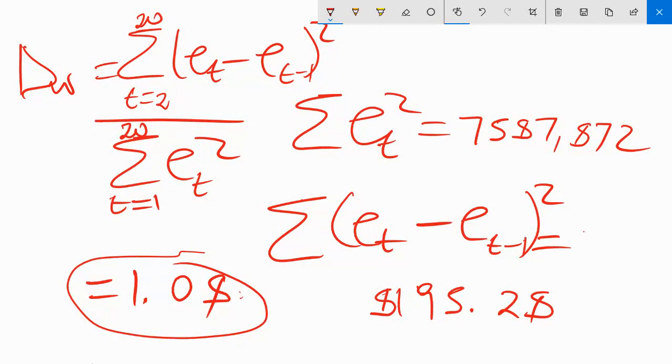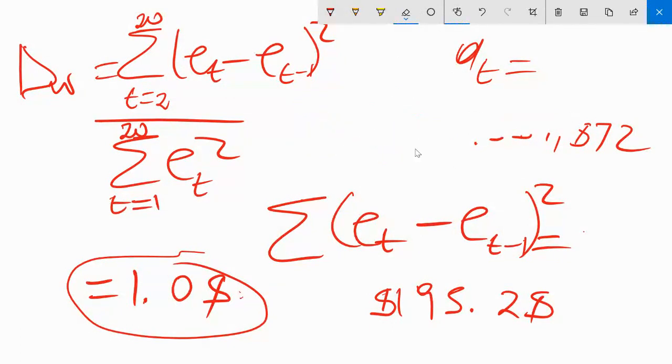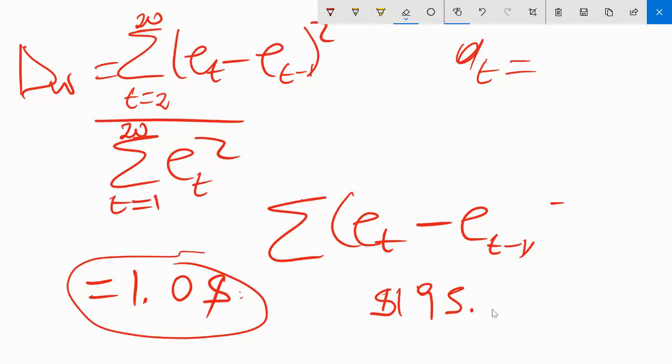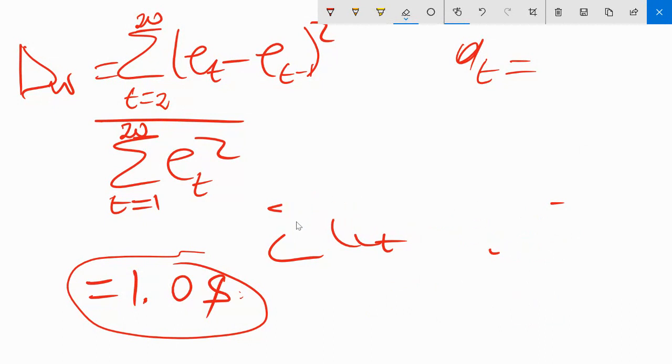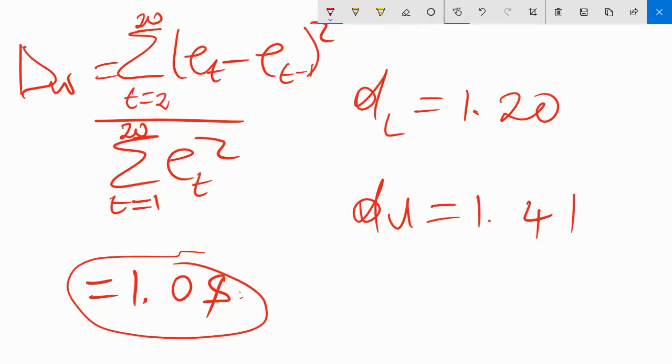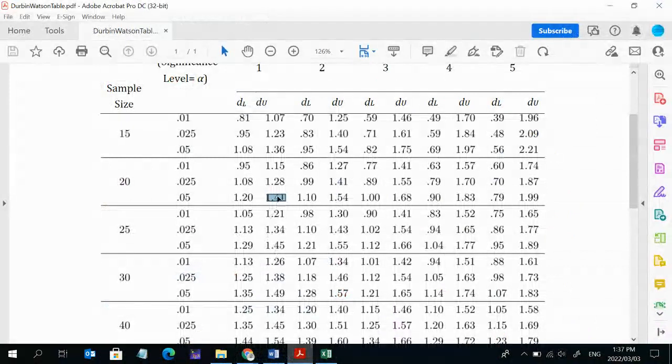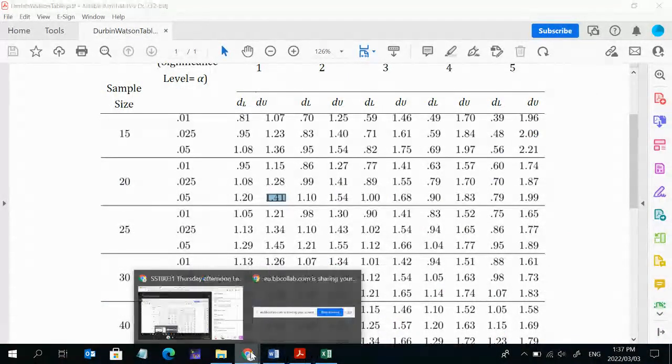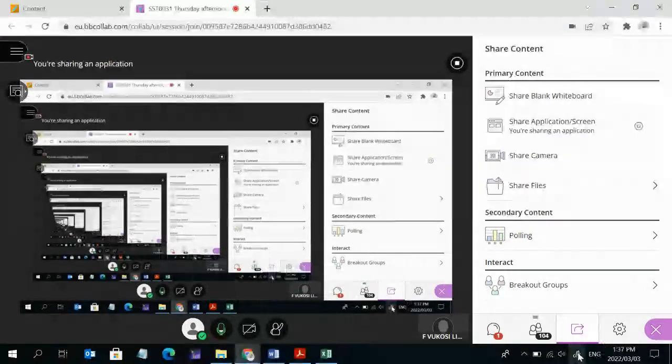So we have to check this with DL. Because we no longer need these values, I can erase them. Now we have our DL, which is the lower limit. It was 1.20, and our DU was 1.4. Is it 41? Something like that. Let's go back and check. Yes, it was 1.41, as you can see there. So now we have this.